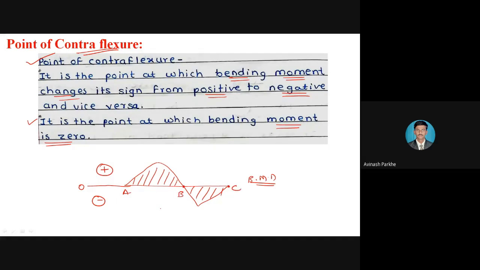As per the definition, point of contraflexure is the point at which bending moment changes its sign from positive to negative. You can see at the top of the figure, this is the positive bending moment. This is the bottom negative bending moment. Means at this particular point B, your bending moment changes the sign from positive to negative. Therefore, this point B is called as a point of contraflexure.